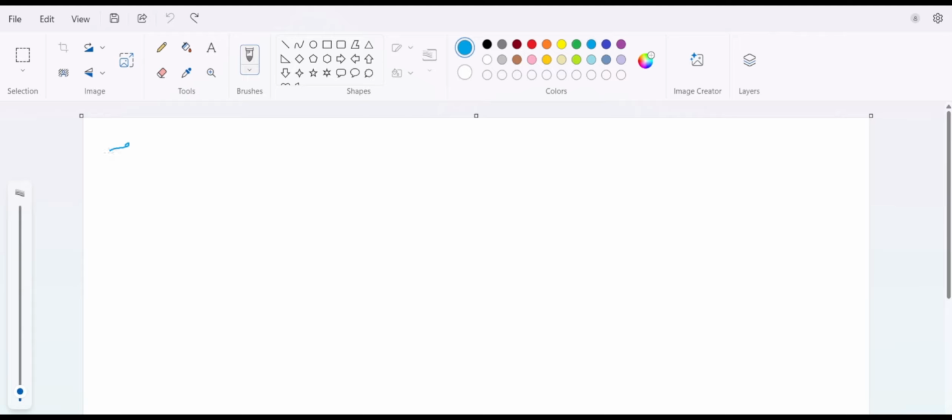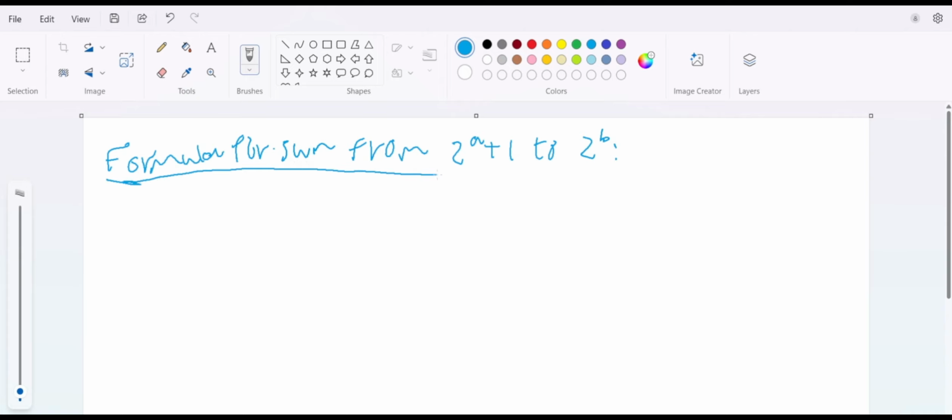So the end of this is actually a formula for the sum from 2 to the a plus 1 to 2 to the b. It's not really the formula that I wanted to highlight, more so the pattern to get to this formula, because at the end of the day, we have the formula for summing numbers a to b, which is more general, but I thought it was neat, so I wanted to share it with you.